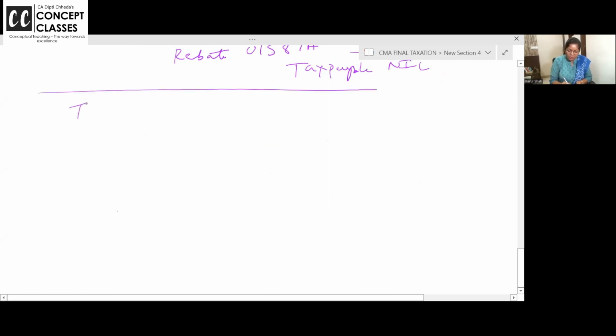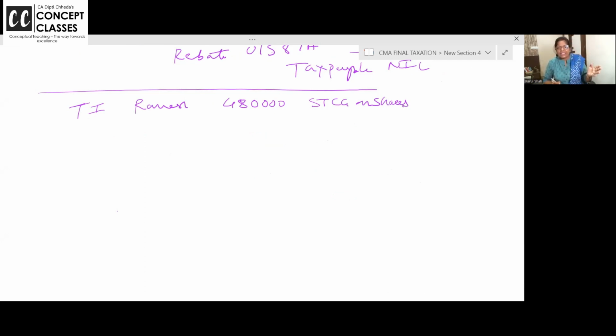Always note it down. These are the booster points. You should note this: the total income of, say, Ramesh is 4,80,000 and this is short-term capital gain on shares. Short-term capital gain on shares means you hold the shares less than 1 year and you sell them, and your tax is 15%, if these shares are listed and security transaction tax is charged.